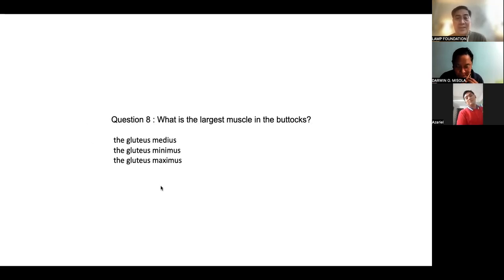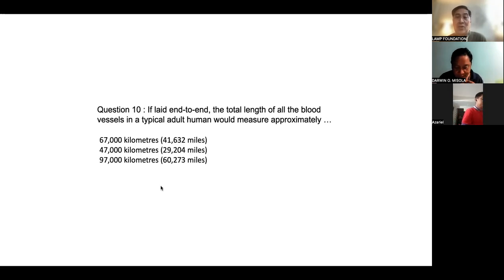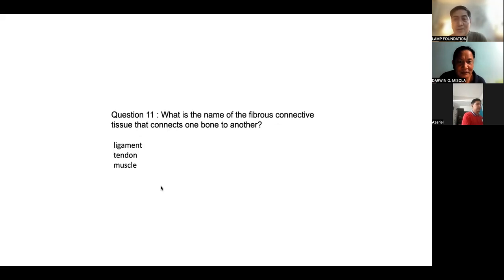What is the largest muscle in the buttocks? Gluteus maximus. What is the name of the endocrine gland in the throat? Thyroid gland. If laid end to end, the total length of all the blood vessels in a typical adult human would measure approximately 97,000 kilometers. Wow, you see? What is the name of the fibrous connective tissue that connects one bone to another?